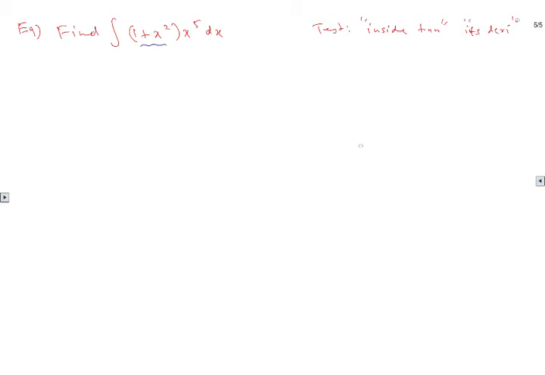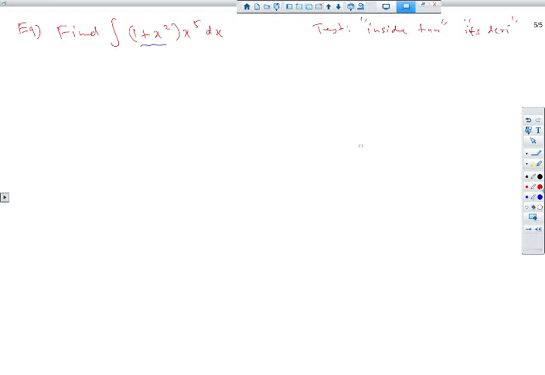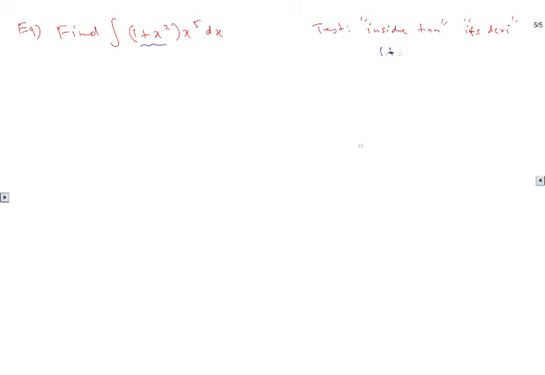So let's see how it's gonna work. Here the inside function is 1 plus x squared, and its derivative is 2x, but that's not what we have. Instead we have x to the 5th. So what we're gonna do, we're gonna change x to the 5th to x times x to the 4th, and then x to the 4th you can replace by that again. So let's see how the argument works.